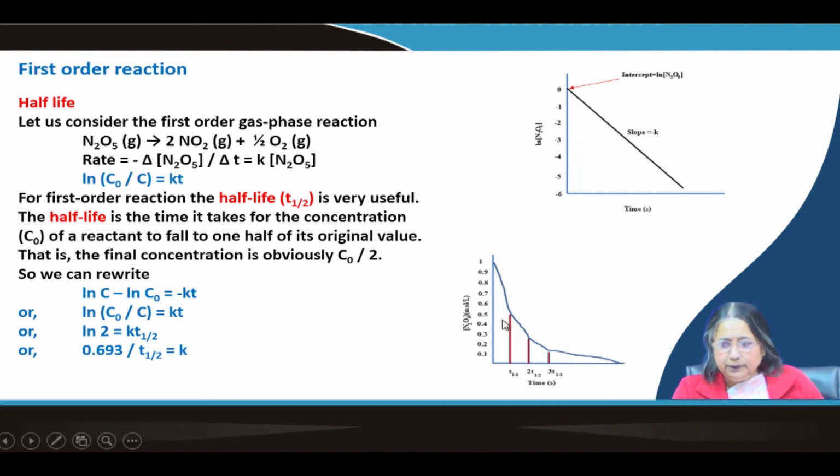Now, if you look into the curve, that is the time on the x axis and the concentration of N2O5, it is given in considering this example.